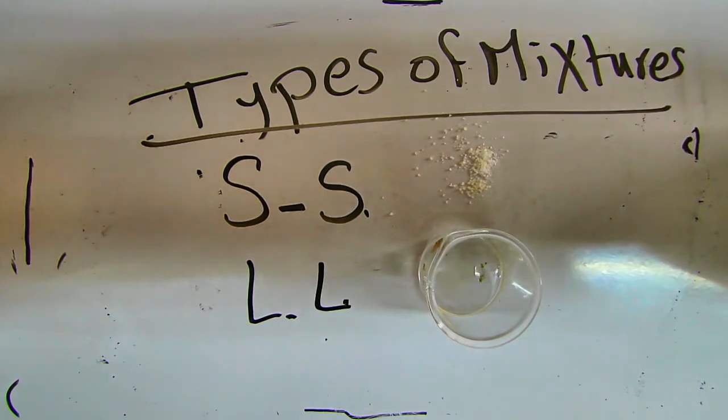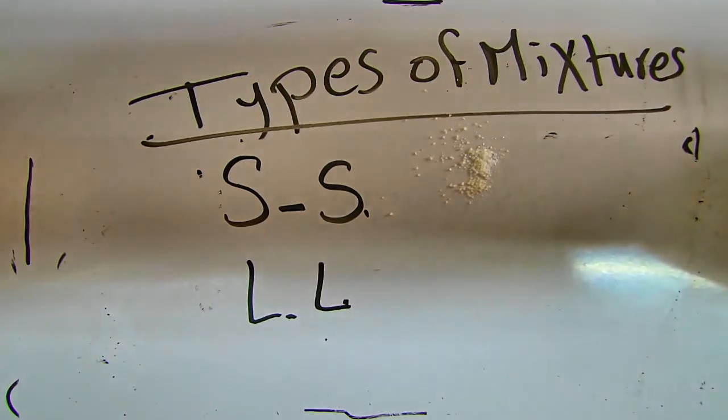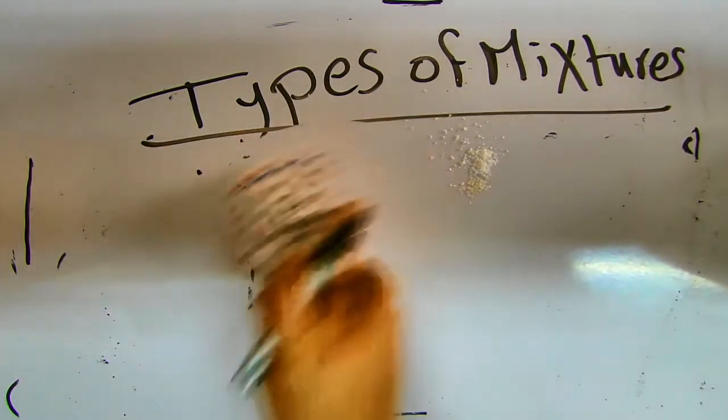Of course, the solid-liquid, like some salt or some sugar with the water, or sand with water. Gaseous mixture like atmospheric air, like oxygen with carbon dioxide and nitrogen, helium, argon. Those are the mixture of different gases. Gaseous-liquid mixture like soda water, dissolving carbon dioxide gas in sugar solution. Those are the types of mixture.